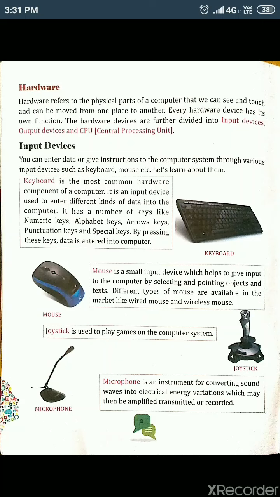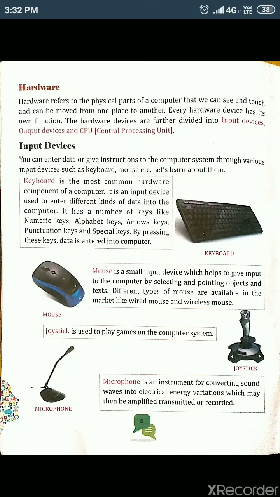The mouse is connected to the CPU. There are different types of mouse, like wired mouse. A wired mouse is connected to the CPU with a wire, and second is wireless mouse. Next, joystick. Joystick is an input device and it is used to play games on the computer system.